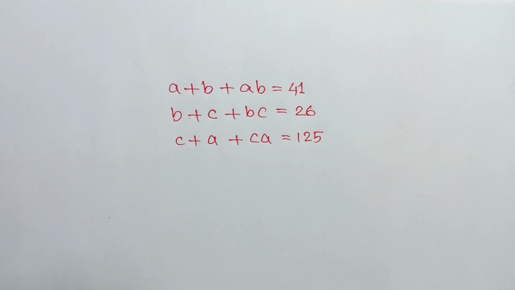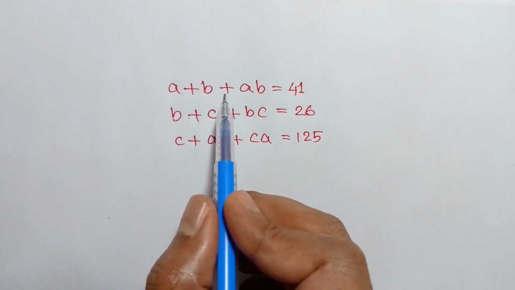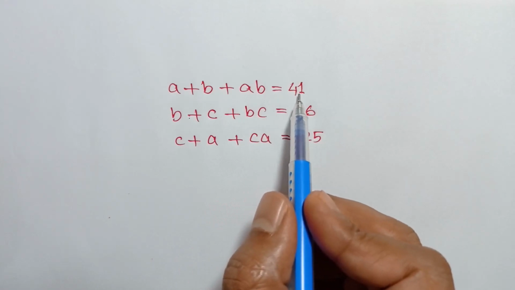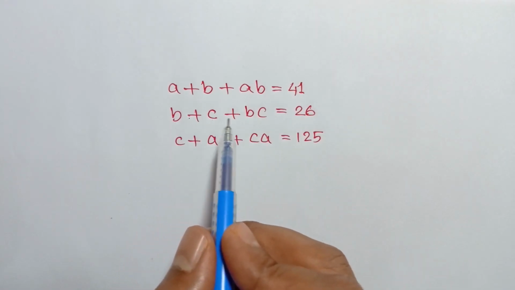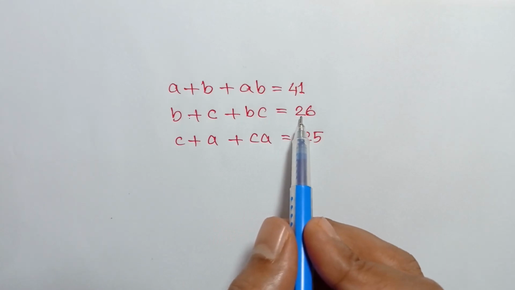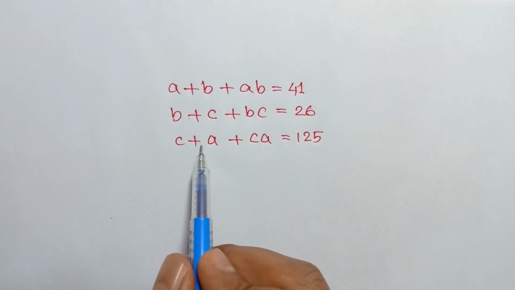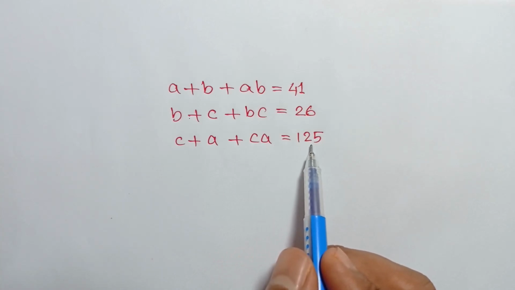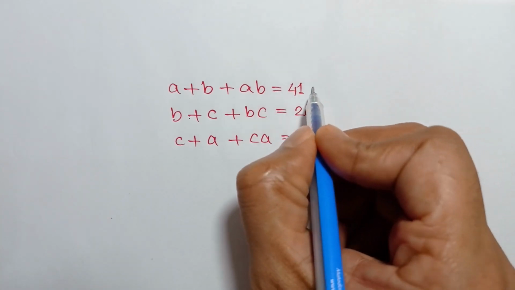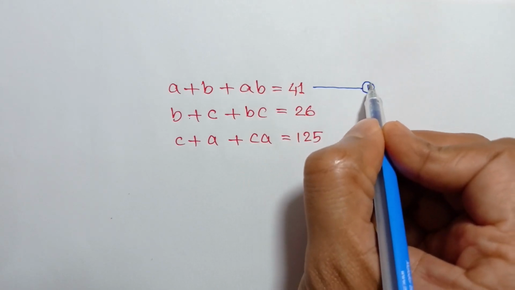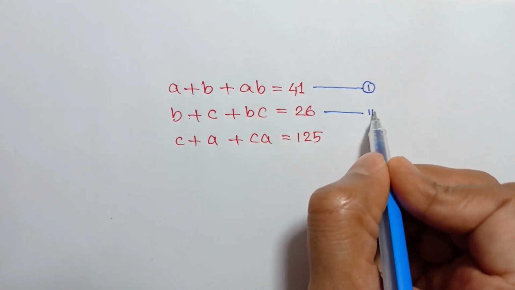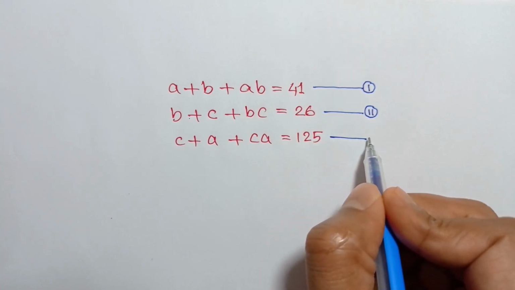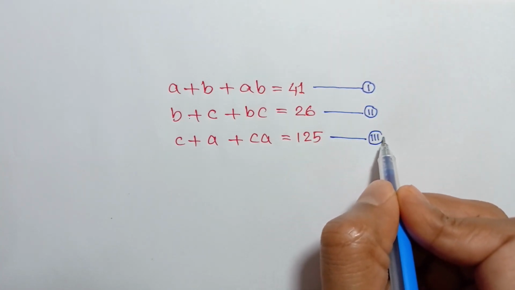Hi everyone, in this video I am going to show how to solve a + b + ab = 41, b + c + bc = 26 and c + a + ca = 125. Let's call them equation number 1, equation number 2 and equation number 3.